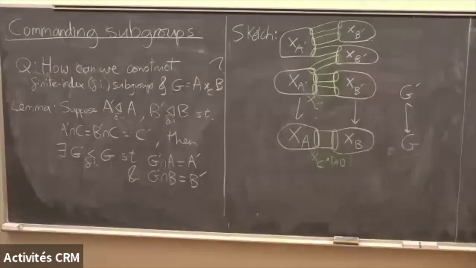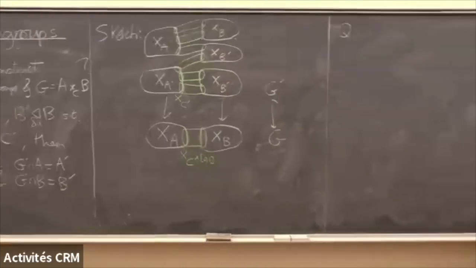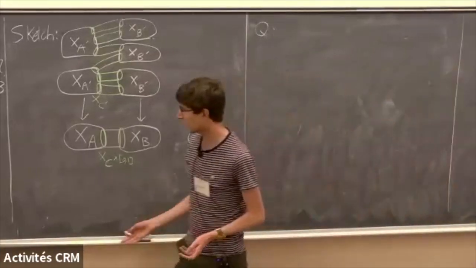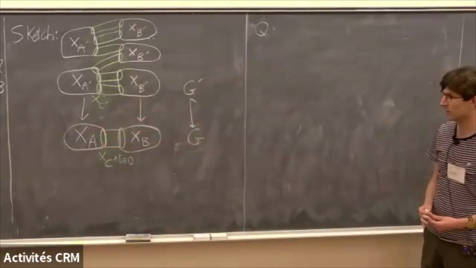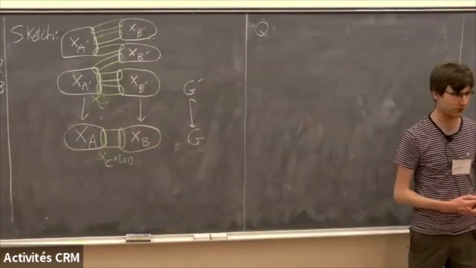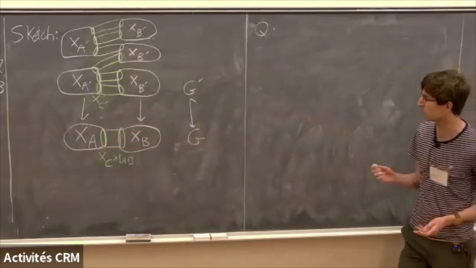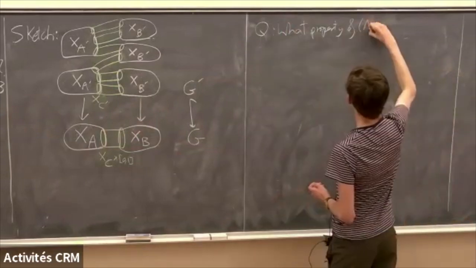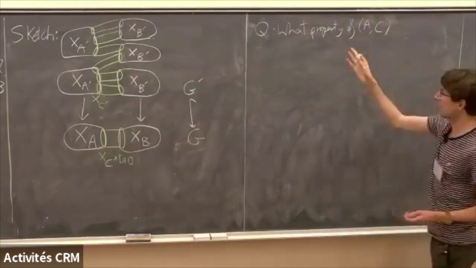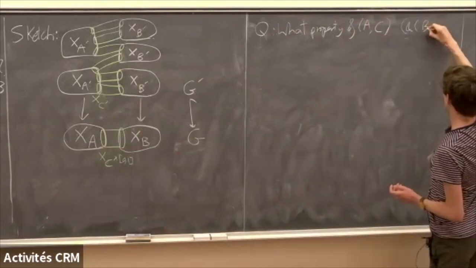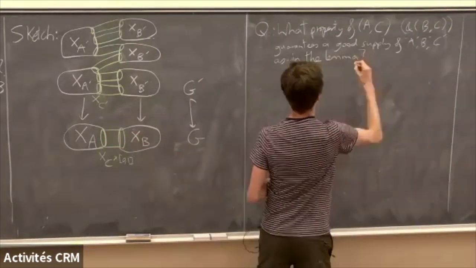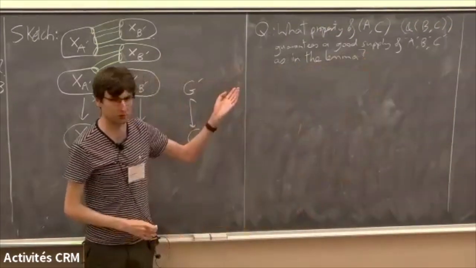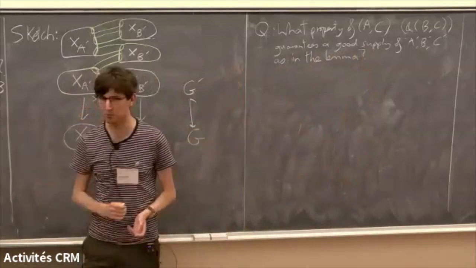Okay, so this then leads to the question, how do we get the hypotheses of this lemma? How can we come up with a good supply of these subgroups A prime, B prime, and C prime? What property of the pair A, C, and similarly B, C, would guarantee us a good supply of these A prime, B prime, C prime, as in the lemma?